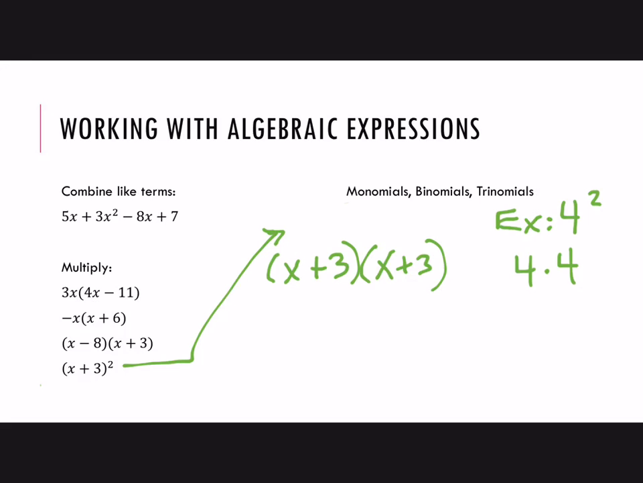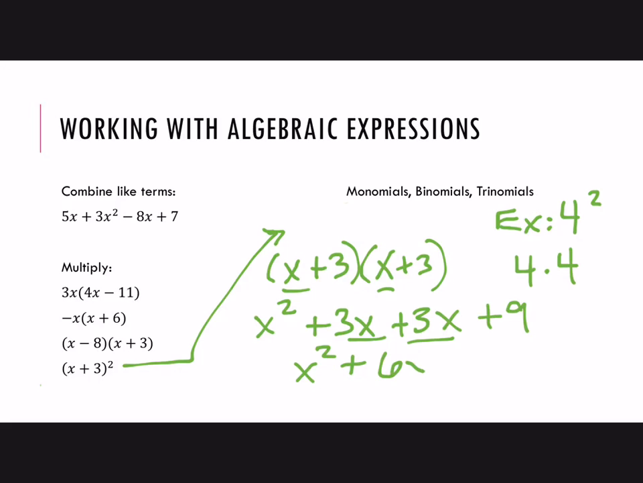So using FOIL, x times x is x squared. Then the outer terms, x times 3 is 3x. Inner terms, 3 times x is also 3x. And last terms, 3 times 3 is 9. So this is x squared plus 3x plus 3x, which is 6x, plus 9. Notice that it's similar to what we get if we distribute the exponents, but what we were missing in that case was this middle term, the 6x.